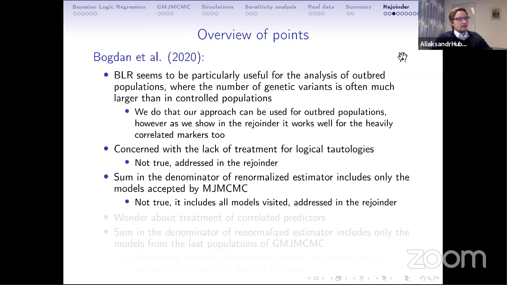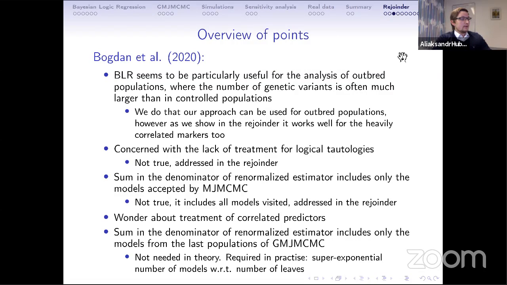Regarding the sum, they also had a comment that in the sum of the denominator of the renormalized estimator of the posterior model probabilities, one only uses the models accepted by MGM-CMC. That's simply not true. It includes all of the models visited, and this is addressed in the rejoinder also, and also written in the original paper on MGM-CMC. They wonder about the treatment of correlated predictors, and we're going to deal with this issue today.